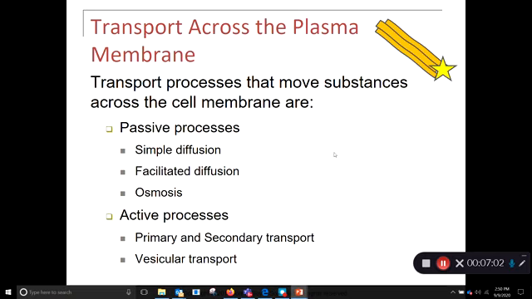Active transports include primary and secondary transport as well as vesicular transport, which maybe you remember from back there a little ways. It's for when you have something massive you have to bring in or push out.